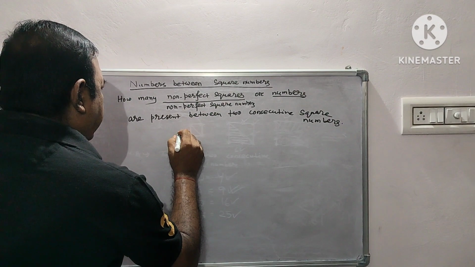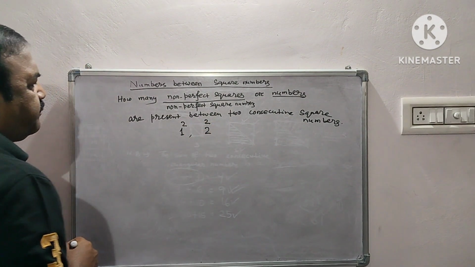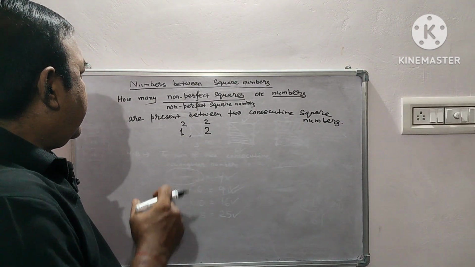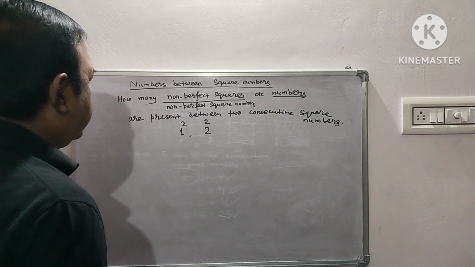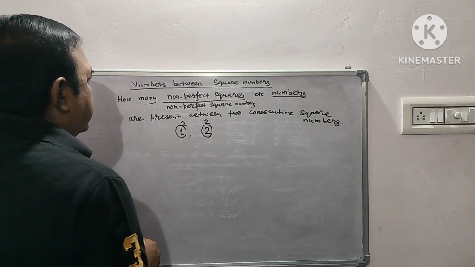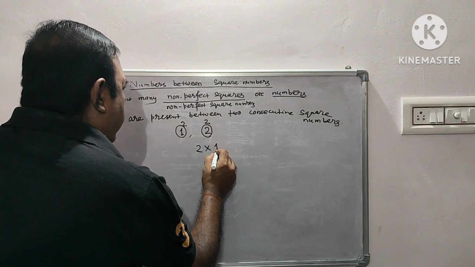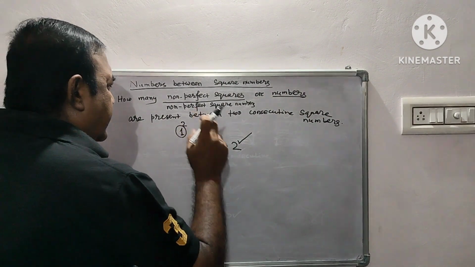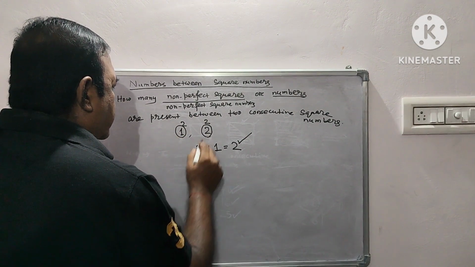Suppose I write 1 square, that is 1, then 2 square, that is 4. So between 1 and 4, that means between 1 square and 2 square, how many non-perfect squares or how many numbers are present between two consecutive square numbers? You see, it is 1 square and 2 square. Which one is smaller? 1 is smaller than 2. So you multiply 2 by the smaller number. The answer is 2. So there are 2 numbers present between 1 square and 2 square.